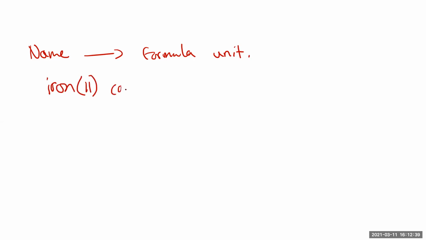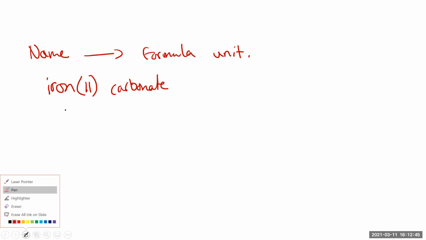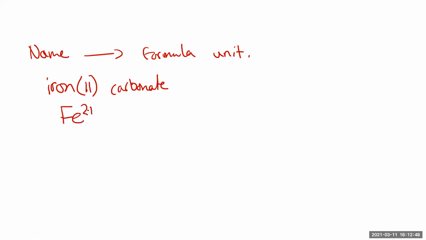Now, how do you go back the other way from the name to the formula unit? Let's just do a few examples of this. Say you were given iron 2 carbonate. You would need to know that iron 2 is going to be Fe2+, and carbonate is CO3 2-. Therefore, your formula unit is going to be FeCO3.